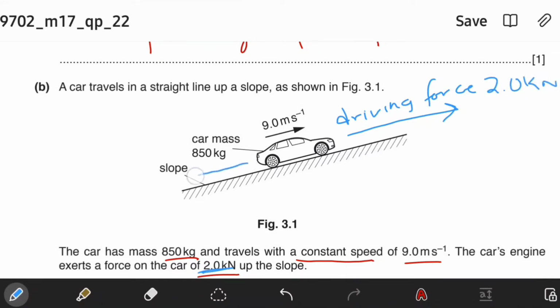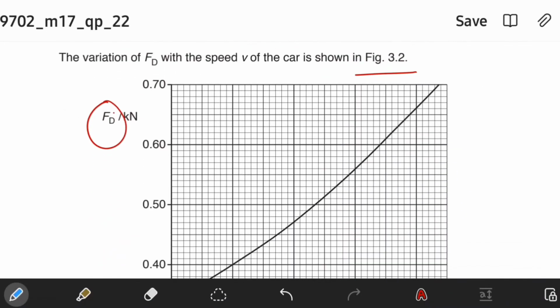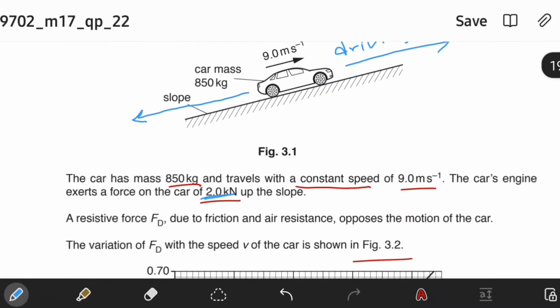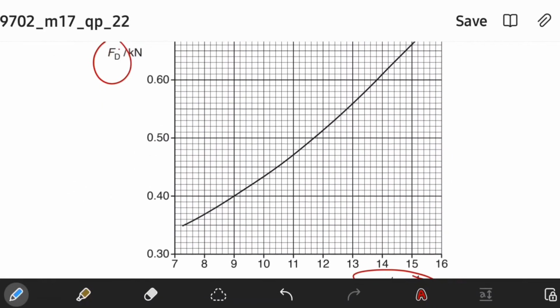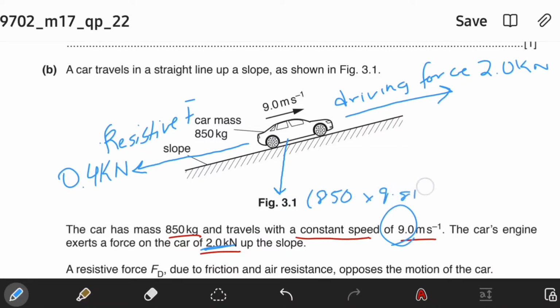And friction is also acting. So we were given the graph. We can find out the resistive force when the speed is 9 meter per second. So let's read the value. At 9, the resistive force is 0.4 k Newton. So 0.4 k Newton. That is the resistive force. So there is also a component of weight, which is basically the mass, 850 into 9.81 Newton.